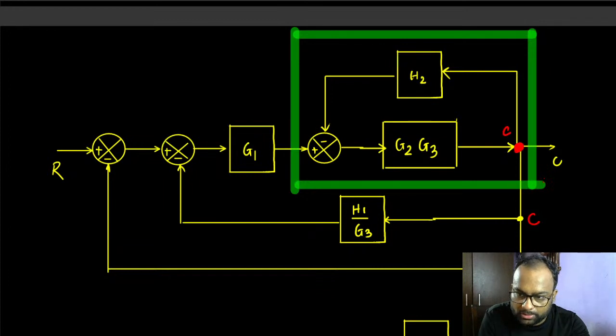Okay. So even though it looks like we are getting rid of this branch point, it is not actually so, because this branch point is appearing at the output terminal here, right? We are not getting rid of that branch point. It is there. Okay.